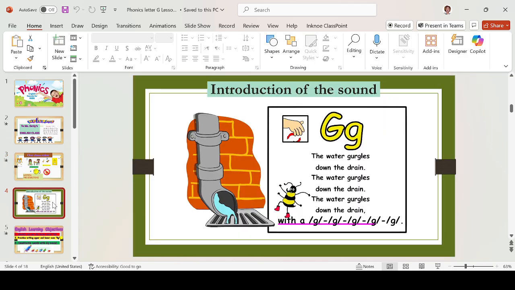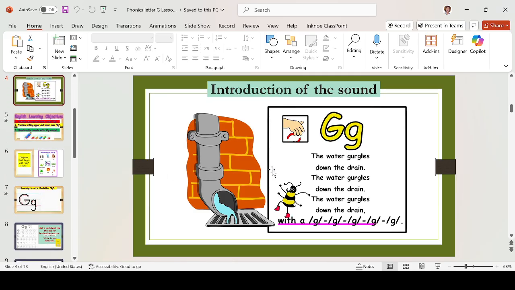So in this session, we are going to focus on the letter sound G, G. And the letter name is G, okay? But for us to be able to read and write words in English, we need to learn the letter sound. So the letter sound is G, G, G. Can you say G, G, G? One more time. Very good.